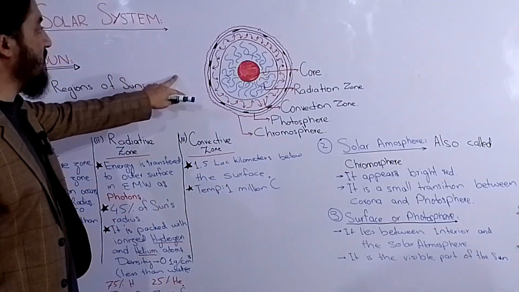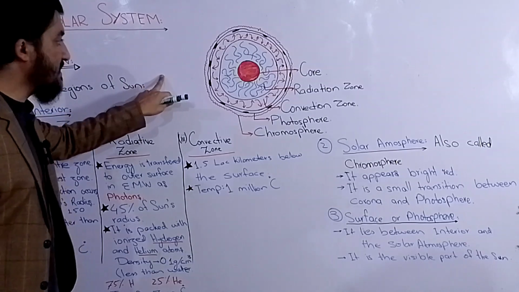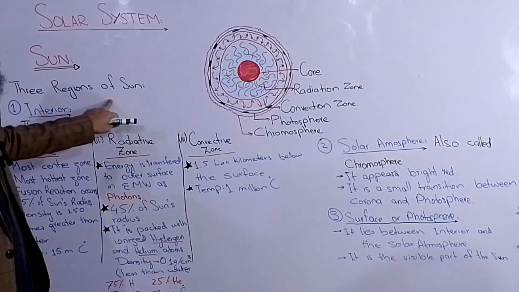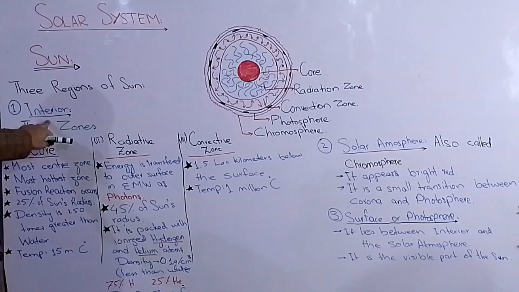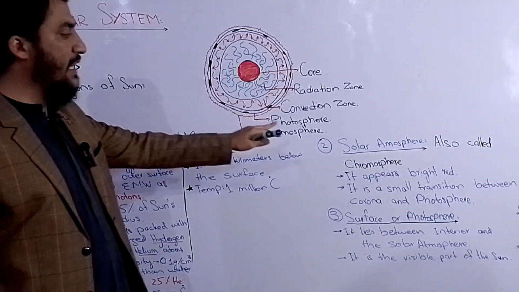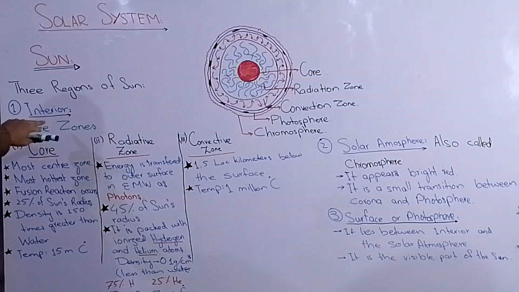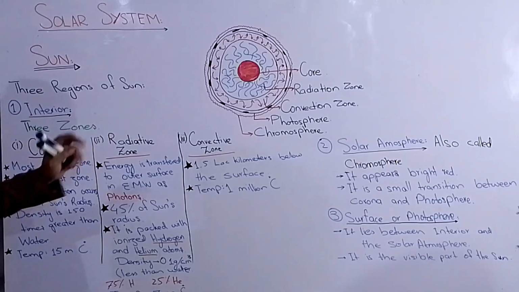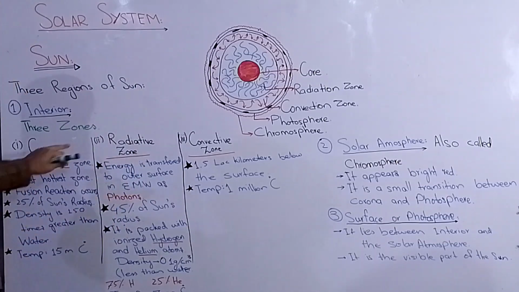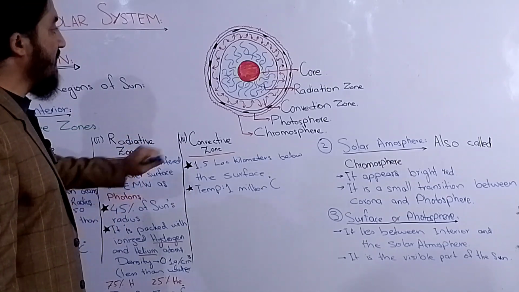Now let's look into the anatomy of the sun. The sun is divided into three regions. The first one is the interior. The second is the solar atmosphere. Then comes the surface, or the photosphere. The first one, the interior region, is further divided into three zones: the core, the radiative zone, and the convection zone.